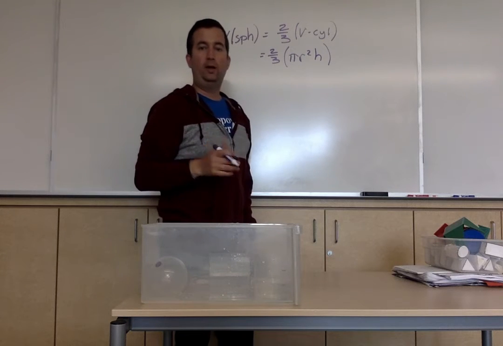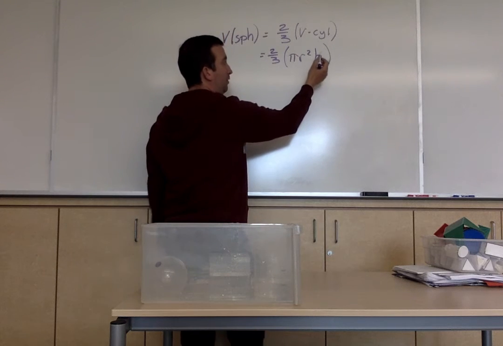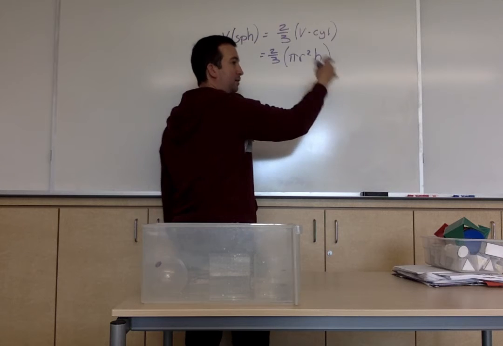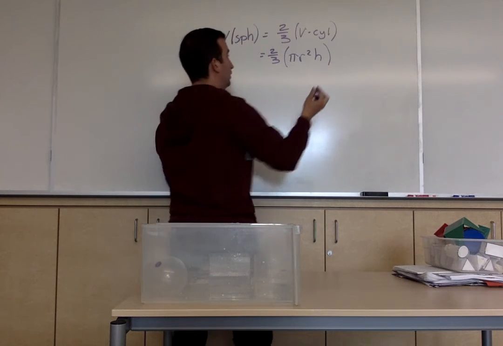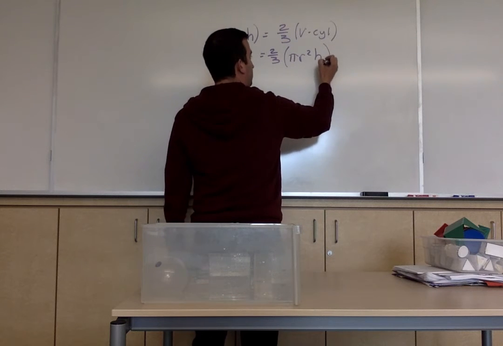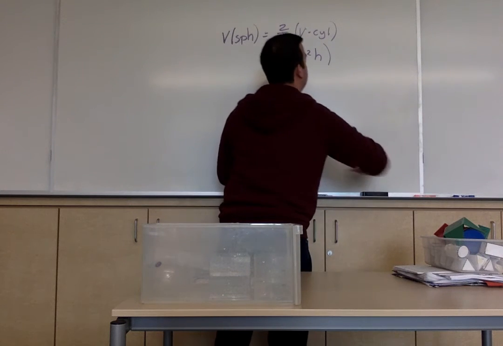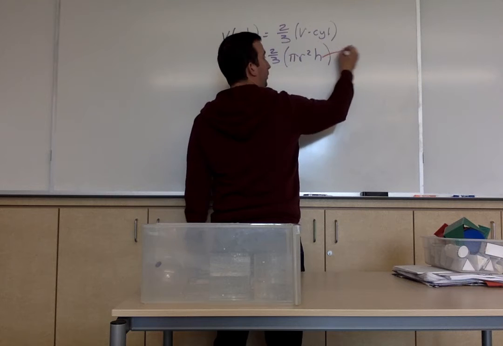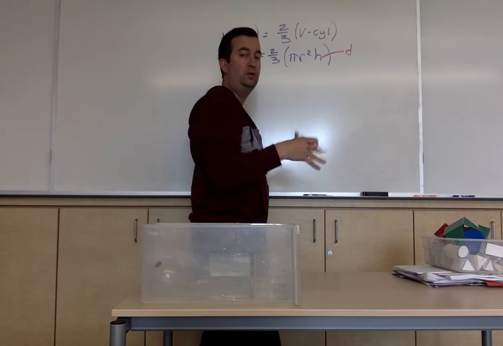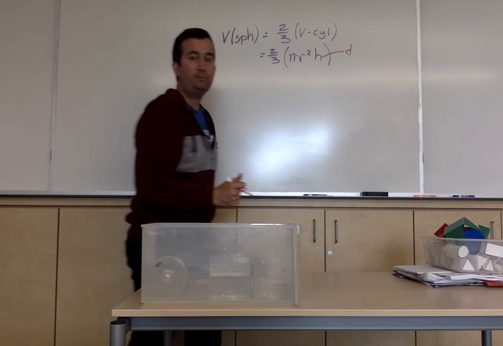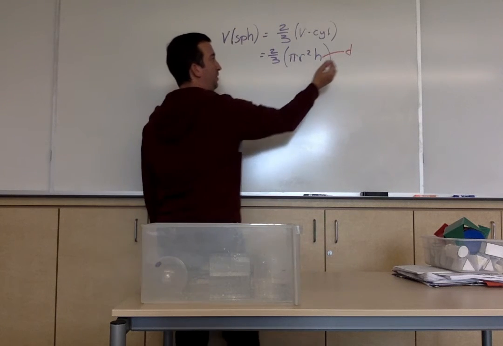Keep in mind what I pointed out earlier. The height of the cylinder was the same thing as the diameter of the sphere, which was the same thing as the diameter of the cylinder. So this h we can replace with diameter, because the diameter of the cylinder was the same thing as the height of the cylinder. Okay? But diameter isn't that helpful to us.